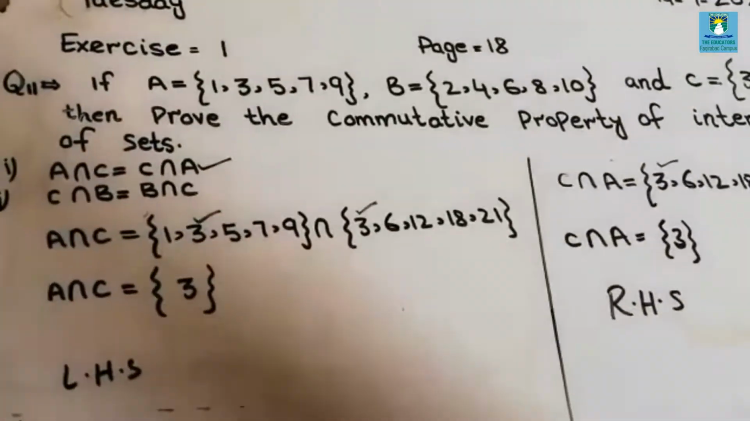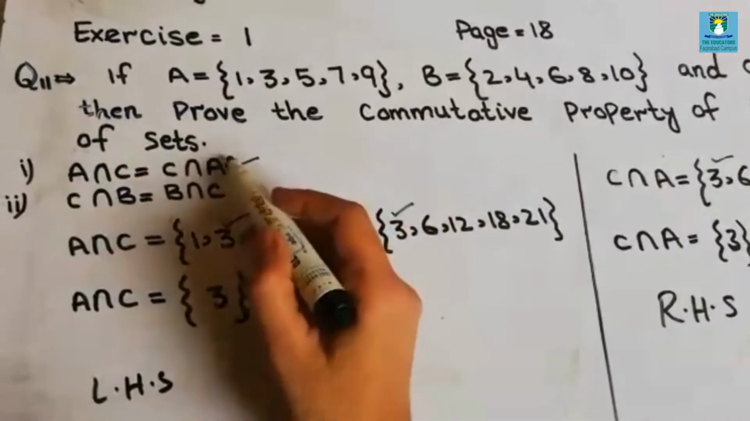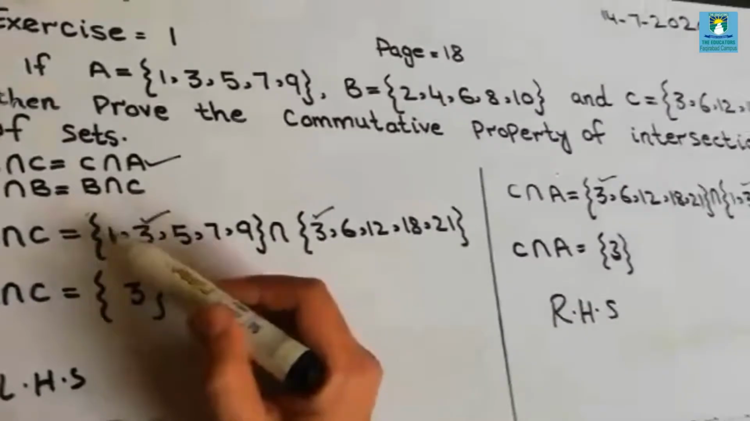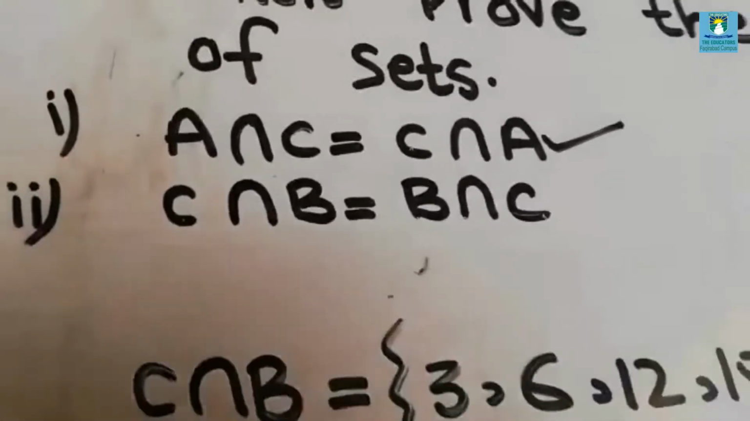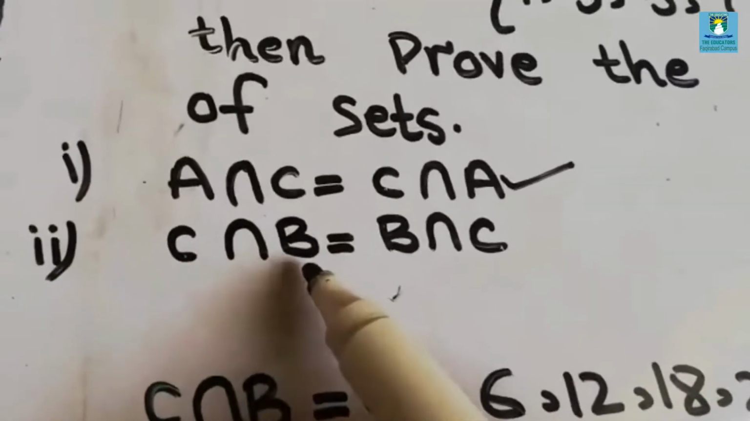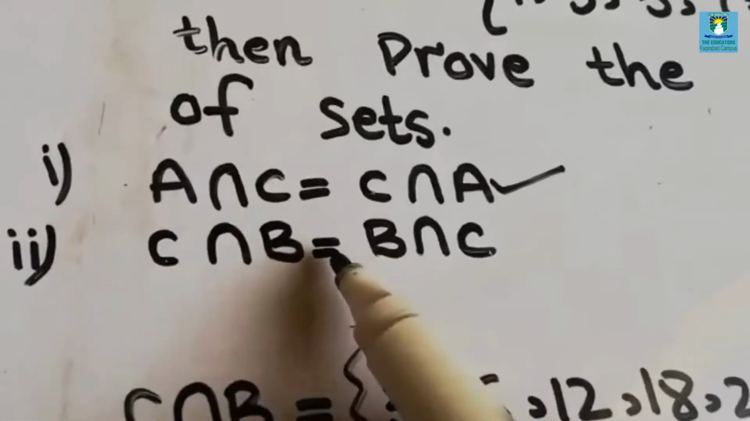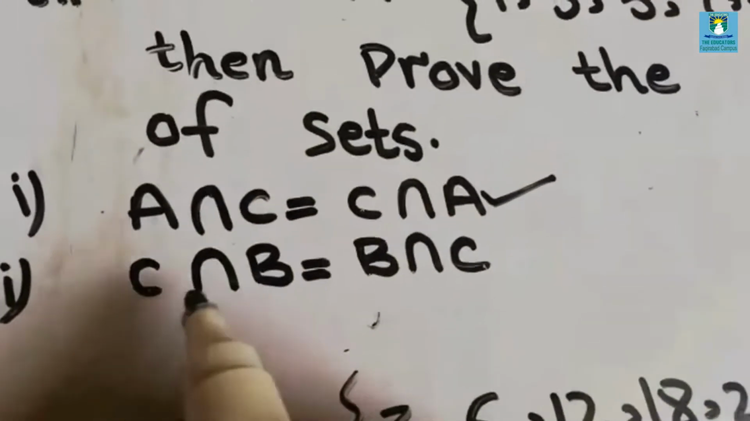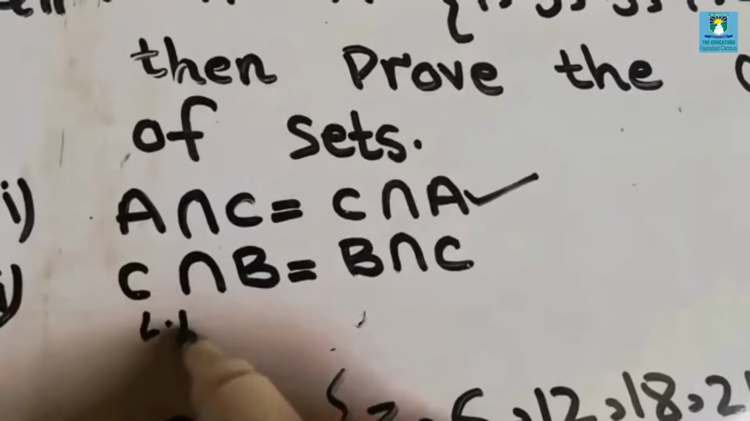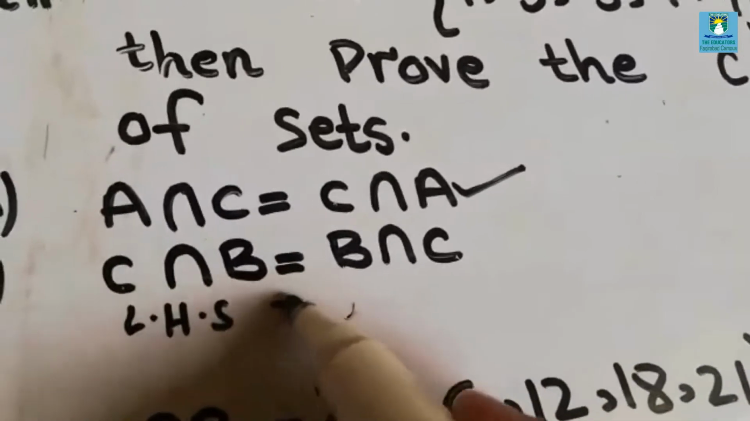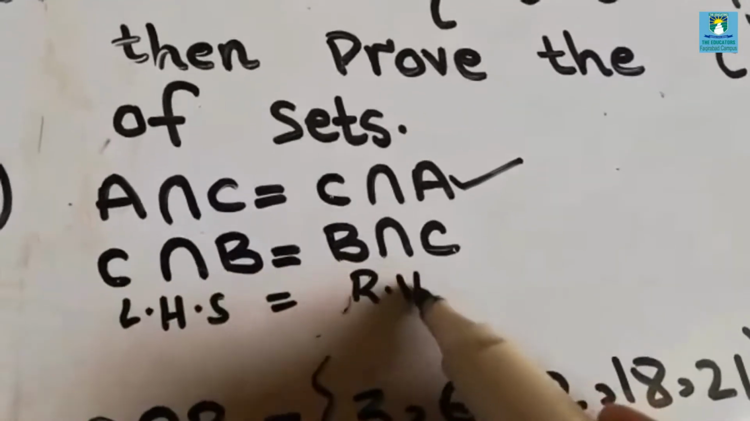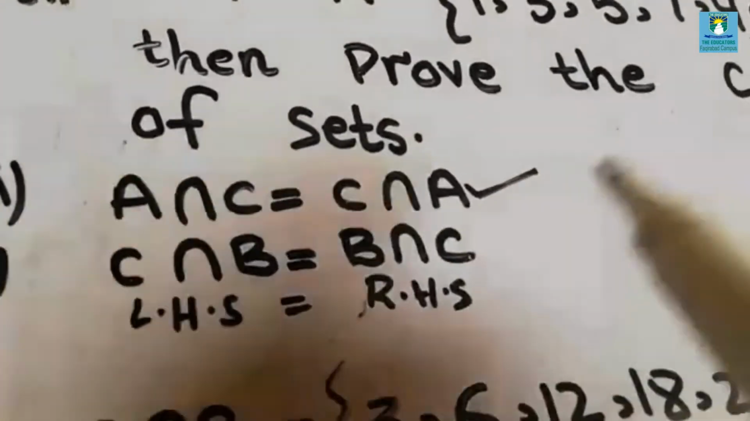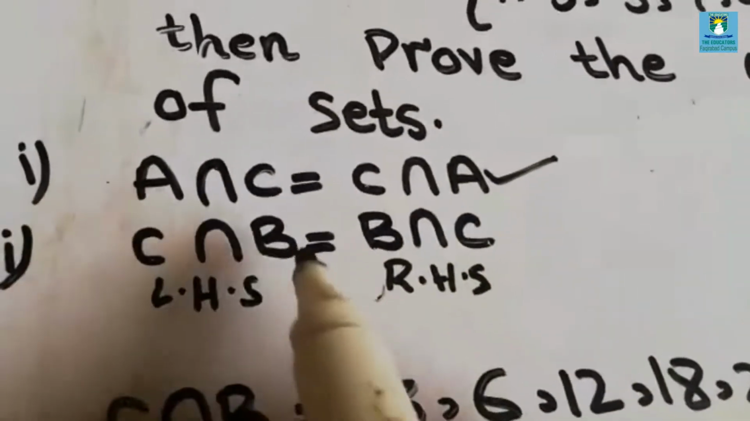Now students, we solved part 1. Now we have to move to next part, that is part 2. Okay, let's start. Part 2. C intersection B is equal to B intersection C. Students, look at here. Its left hand side is equal to right hand side. Now we have to prove that C intersection B is equal to B intersection C. First we will solve this part.